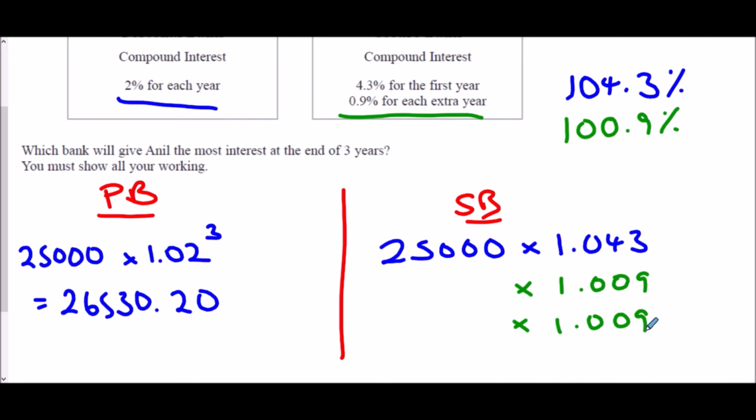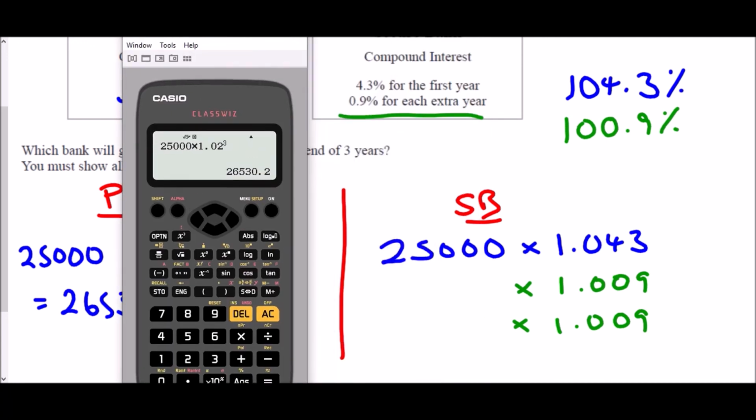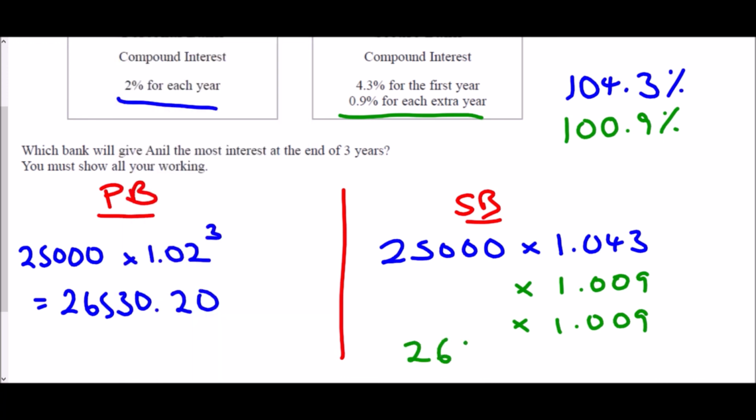And so I'm just going to type all of that into the calculator, and I'm going to do it in one go so I don't make any mistakes with rounding. So 25,000 times 1.043 times 1.009 times 1.009, and I get the answer 26546.46.